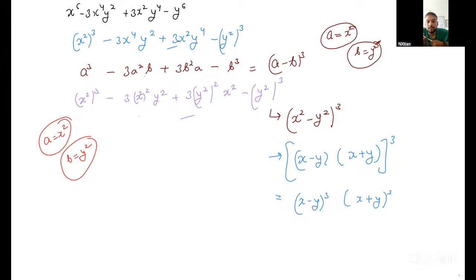Did you listen, Ira, what I did? See, Ira, it is in the form of a square minus b square. Now, what is the identity of that? A plus b, a minus b, yes, sir, and the cube is already there. Now, I just give one power to each. Did you understand, guys?